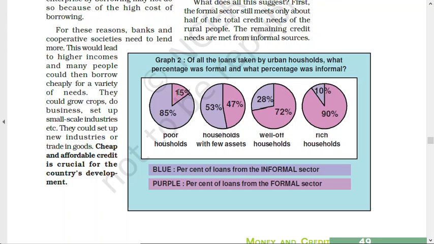Otherwise, mostly they borrow from the informal sector. And the same thing is everywhere. And in the rich household, the last graph, only 10% of people go to the informal sector, otherwise mostly they get loans from the formal sector. So this is how it turns exactly opposite. All right, so suppose this graph or any graph is given to you, you have to learn why it happens, right? Not only do you have to explain the graph, you have to explain the reason also, why it happens: because of not having collateral, and not having surplus. All these things are there.